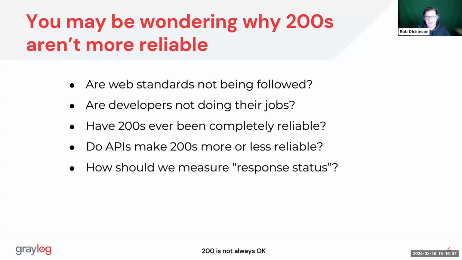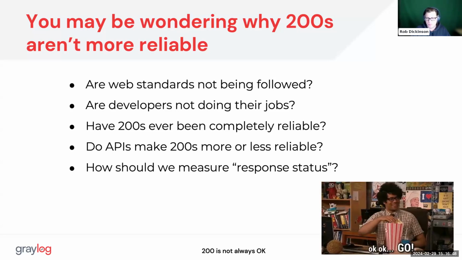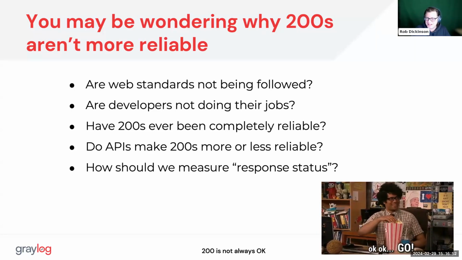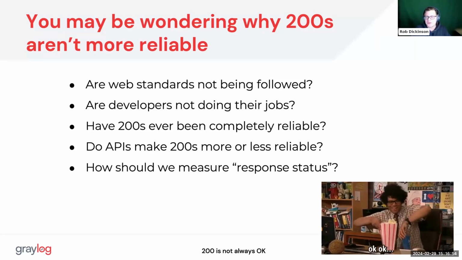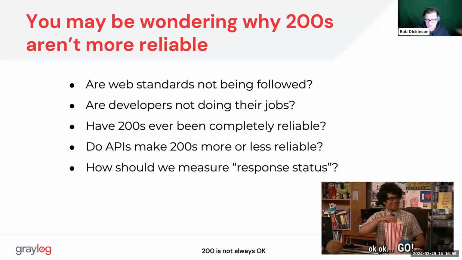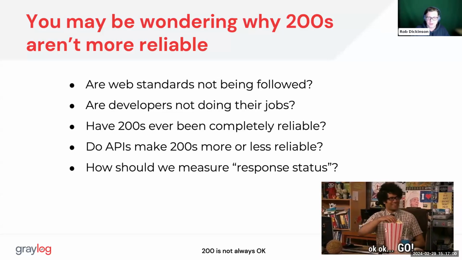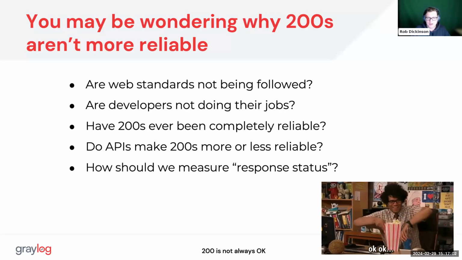And if we can't rely on 200s to say, okay, then how should we really be measuring this concept of response status? And I realize our time here today is short. Some of these are big ideas to crack open, but I think there's actually some pretty good conclusions that we can draw from this as far as how to move forward from a more informed posture.